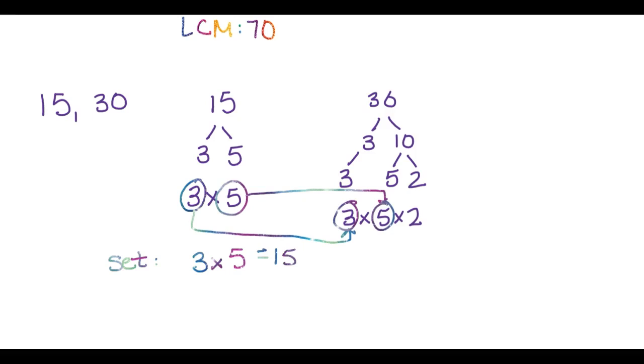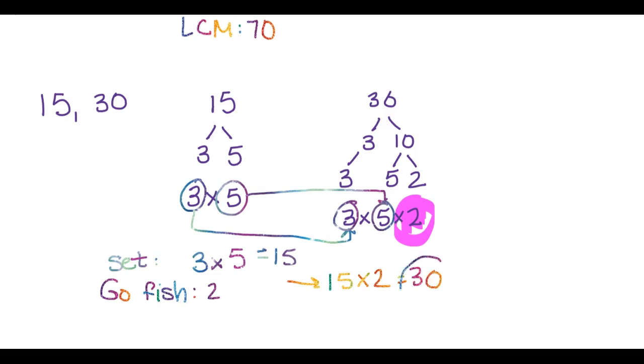Now, remember we talked about our go fish number. There's nothing left except for this 2, this poor little 2, all by himself. He is a go fish number. So go fish is our 2. And now I need to take that 15 and multiply it by 2. That's going to give me 30, and that is my LCM. I just realized I made my 30 kind of look like a number it shouldn't have looked like. So our LCM is 30.